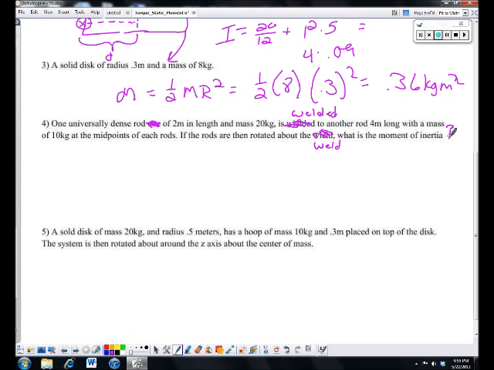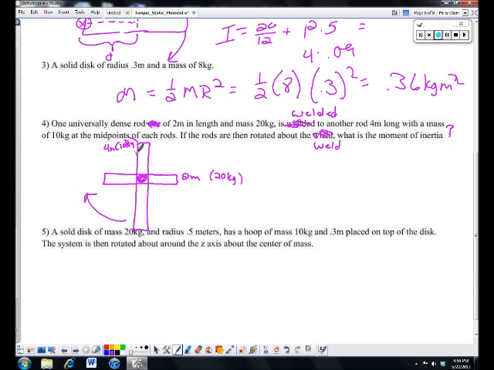So, a uniformly dense rod is welded to another uniformly dense rod. This one is 2 meters in length and 20 kilograms. The other one is 4 meters in length and 10 kilograms. And we're going to rotate. It looks like a fan, kind of a crazy fan, not one that's square. How do we do this?